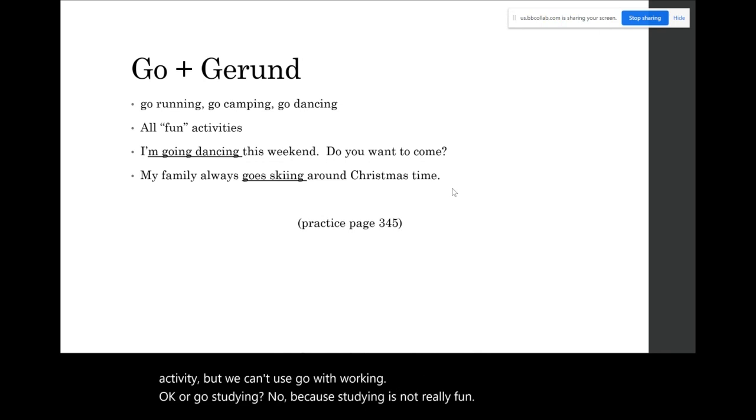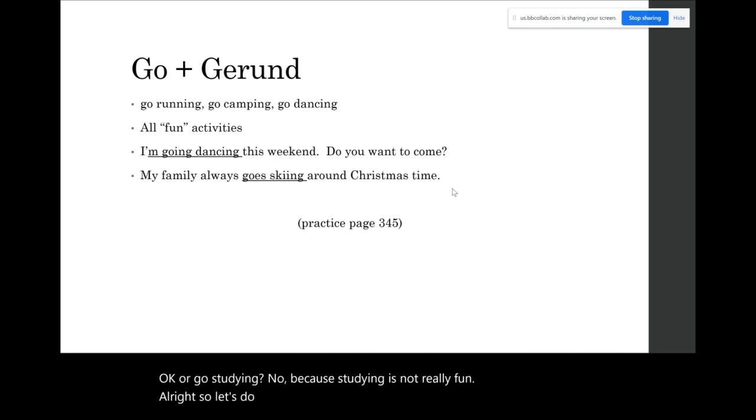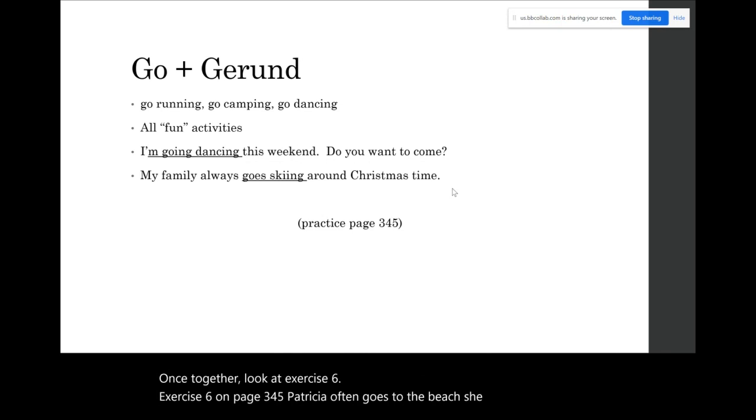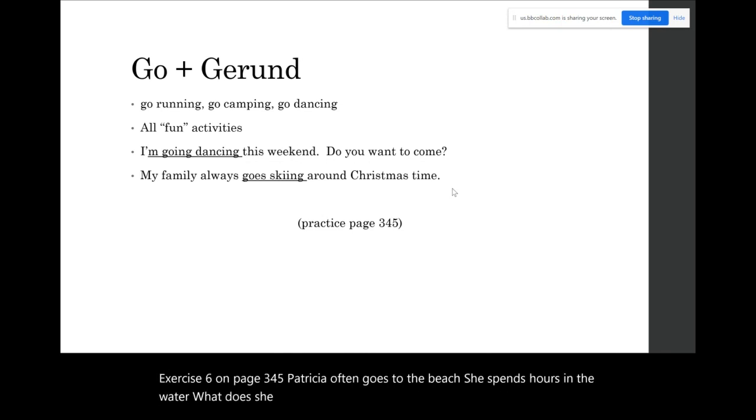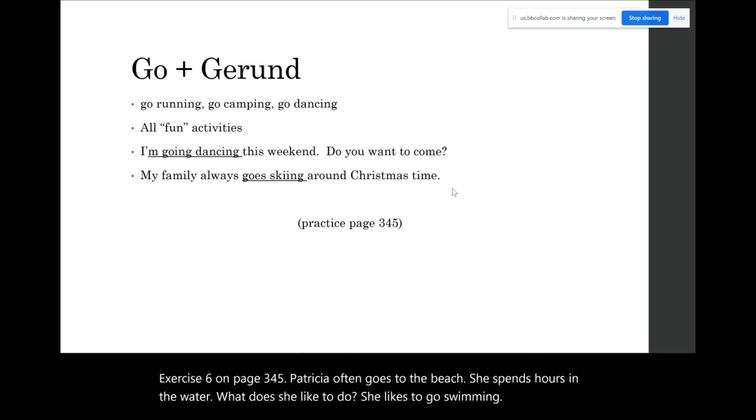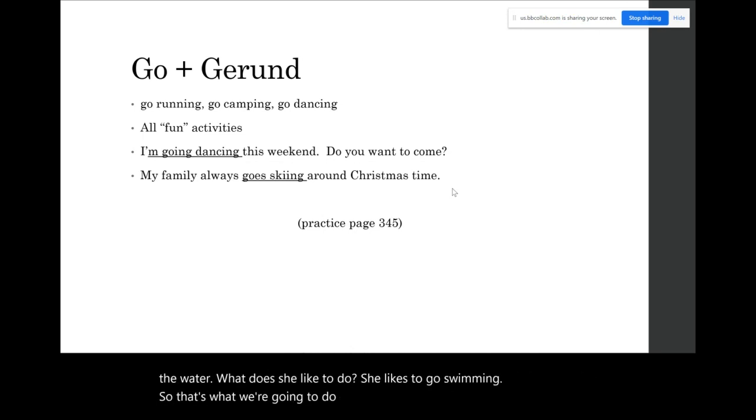All right, so let's do a couple of practice ones together. Look at exercise 6. Page 345. Patricia often goes to the beach. She spends hours in the water. What does she like to do? Likes to go swimming. So that's what we're going to do together. We're going to answer the question.